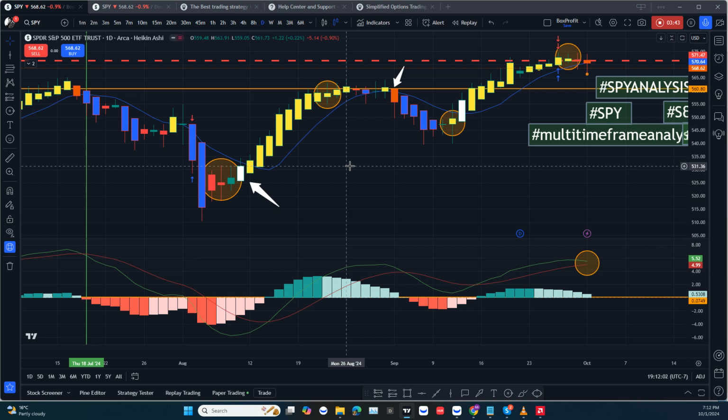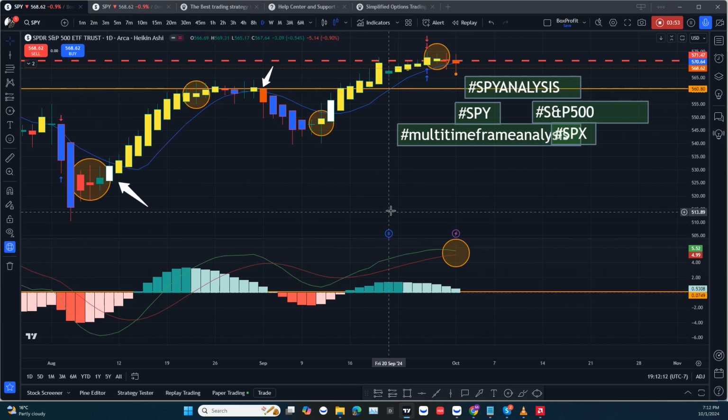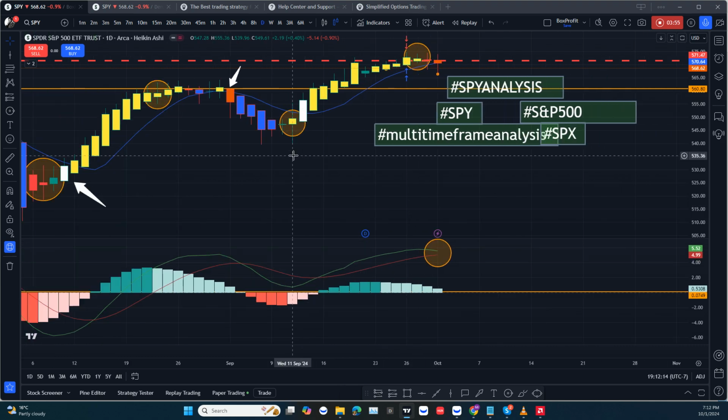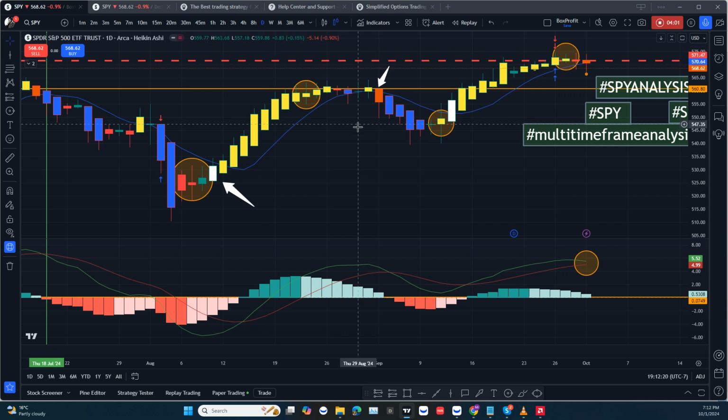Once that is applied to your chart, if you prefer to use it, you will have something that looks like this. Once all your other indicators are in place, you can then go ahead and start your analysis. All right, let's go ahead and actually do that. To start the analysis, we're looking at a daily chart on SPY.